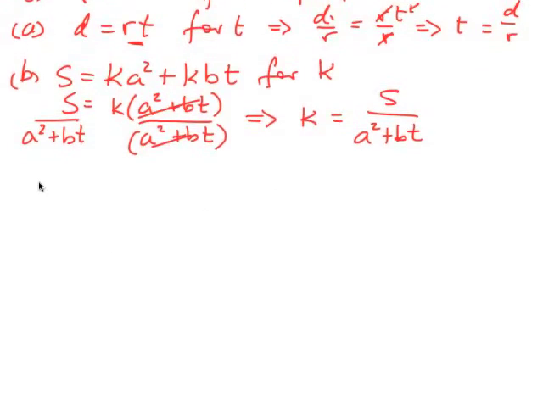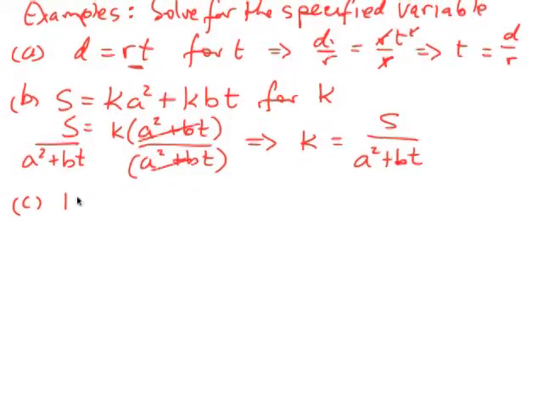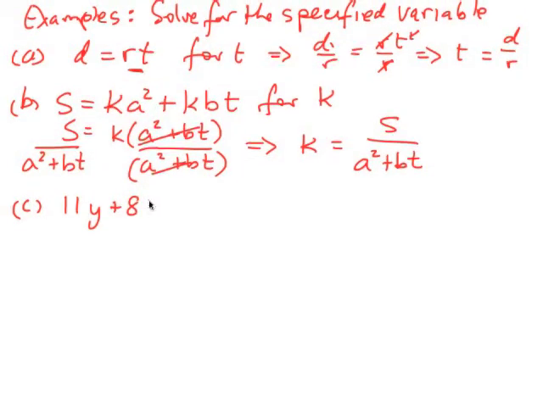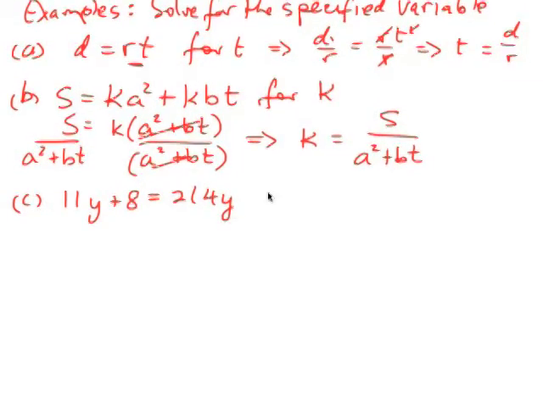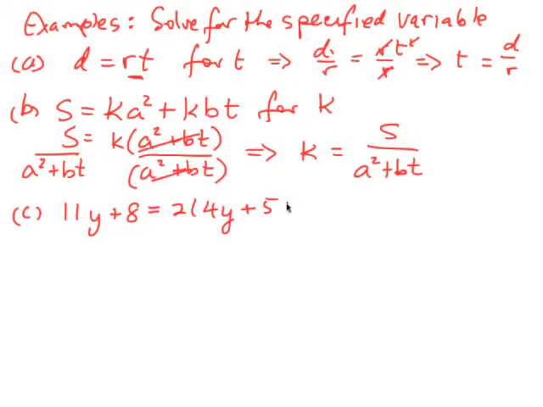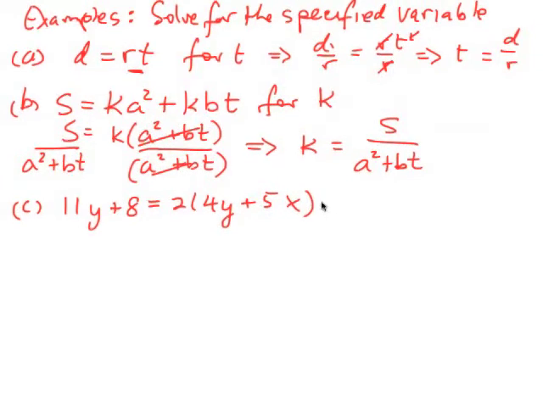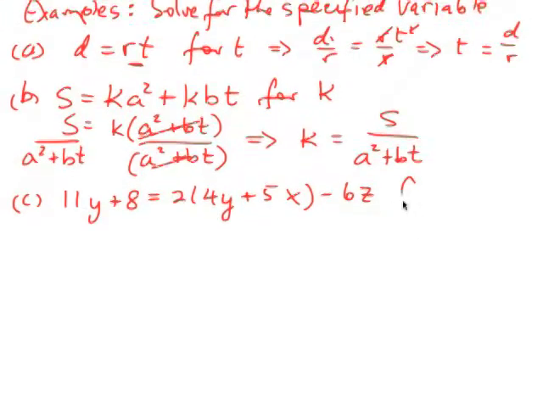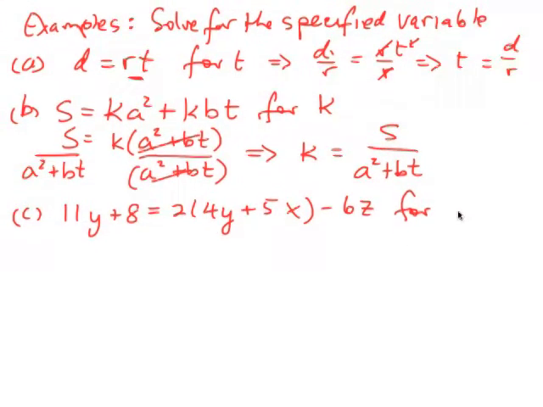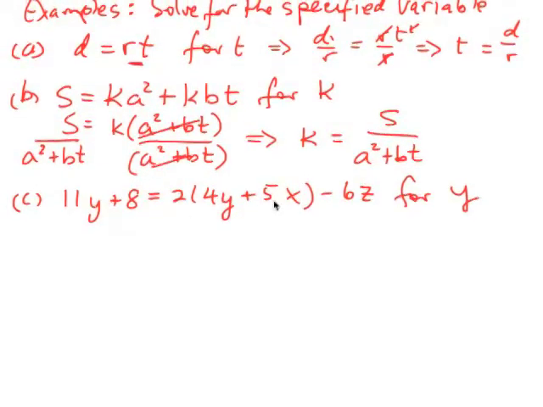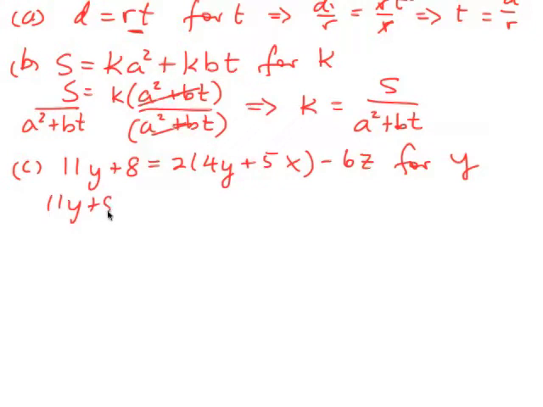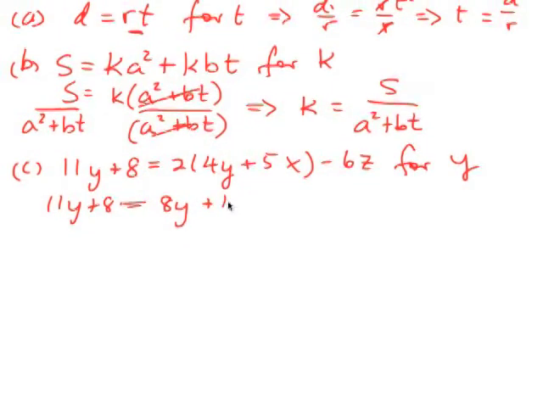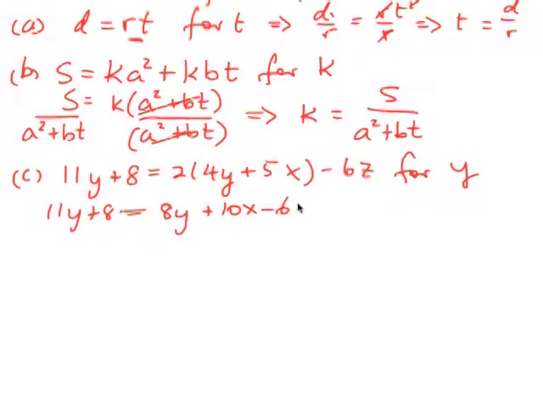Alright, what if we have something like this? Let's suppose we have 11y plus 8 is equal to 2 times 4y plus 5x subtract 6z. Let's suppose we do it for y. Then we need to get all the y's together. So we have 11y plus 8 on this side, and we distribute here to get 8y plus 10x, and we subtract our 6z.